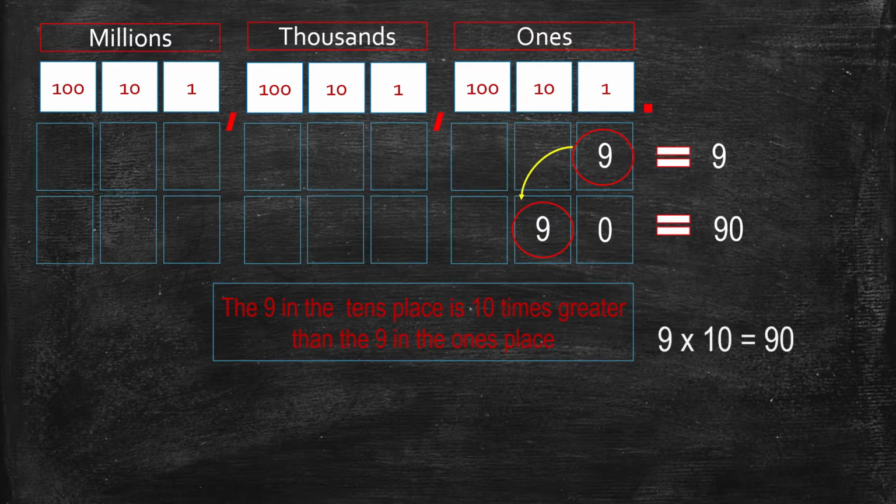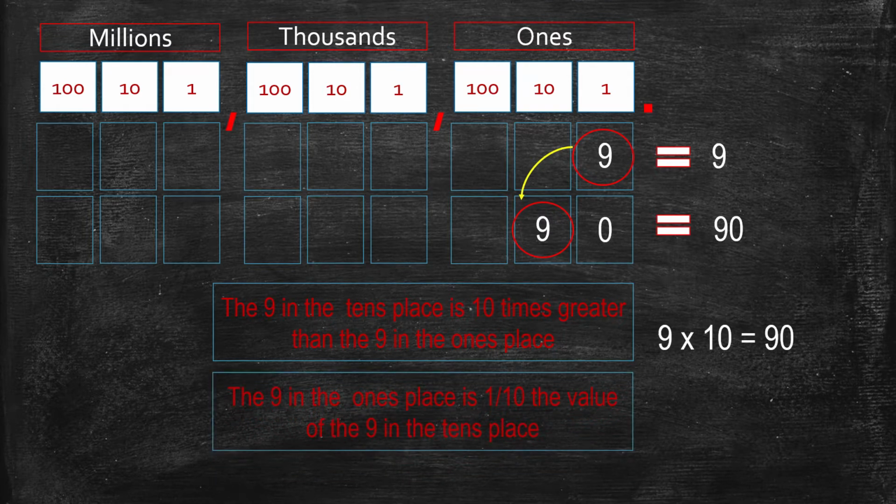9 times 10 is 90. So if I had a 9 in the 10 spot, its value would be 90. And if I had a 9 in the 1 spot, it's only 9. It would take 10 of those 9s in the 1 spot to equal the 9 in the 10 spot.